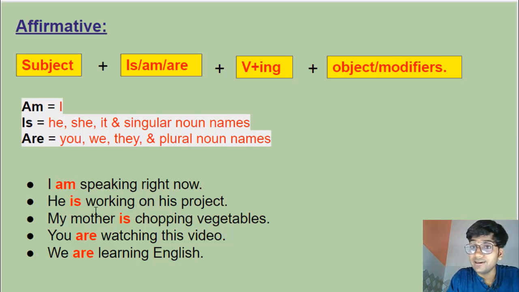He is working on his project. Is is used with a singular subject. He is working on his project. She is working on her project. Rahul is working on his project. Nancy is working on her project. Something like that, all right?